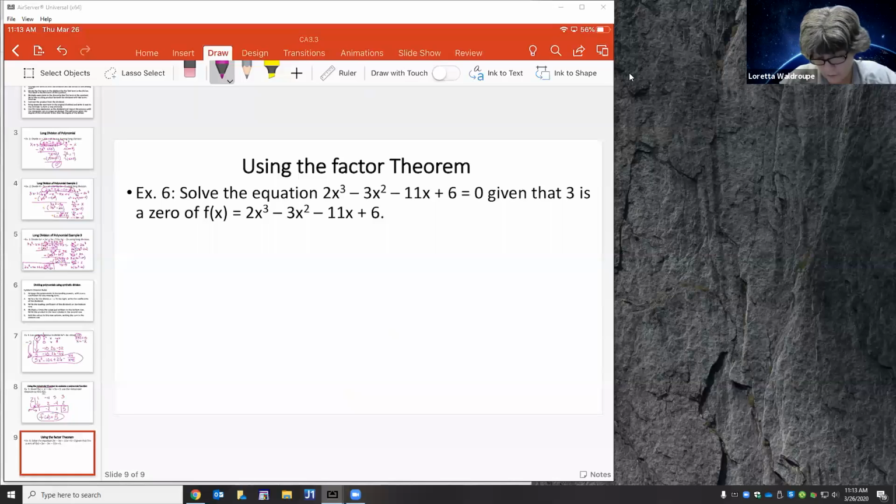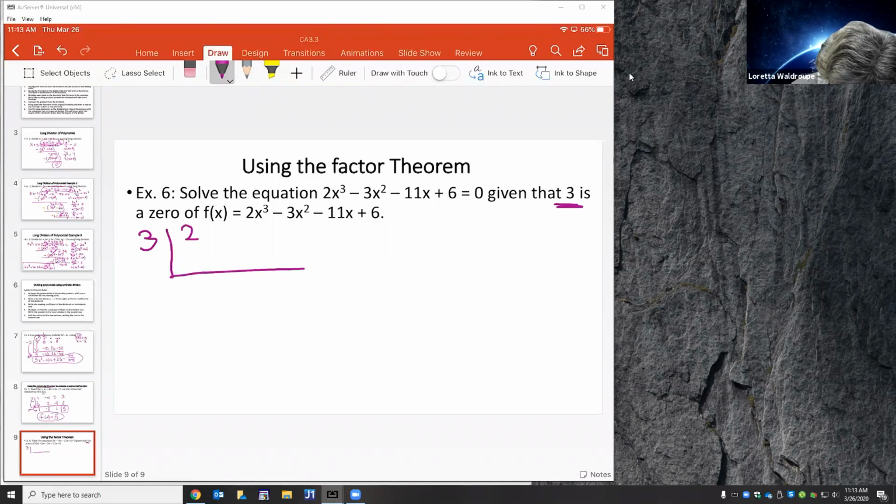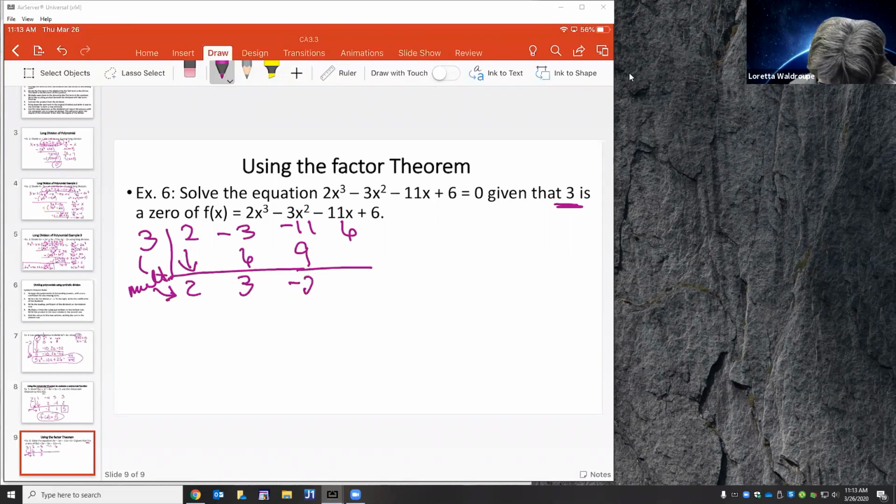Okay? Now in this one, they give us a 0, so we're going to use our synthetic division in 3. And see what we can break this into. And then we multiply. Now, since they told us that's a 0, if we don't get a remainder of 0, then we've done something wrong. So now I have 2x squared plus 3x minus 2 equals 0. Okay? I want to see if that'll factor.